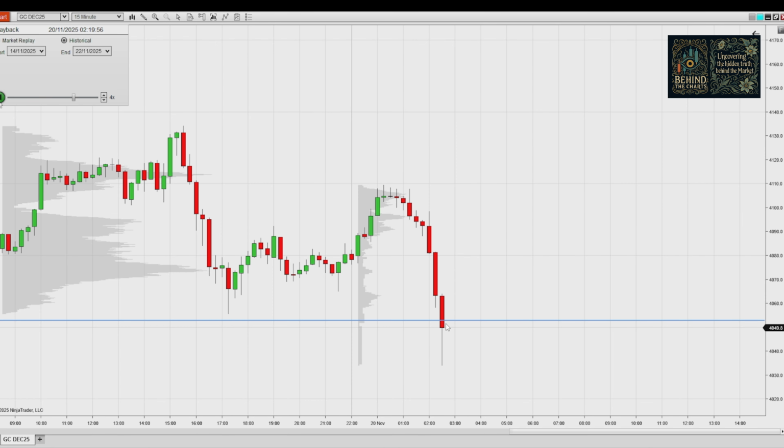I stopped it here. Now, time is 2:20, and you can see buyers are fighting hard to bring the price up again, and they managed to bring it up from 4,034 to almost 4,050 within just 1 minute. Okay, let's play it again.